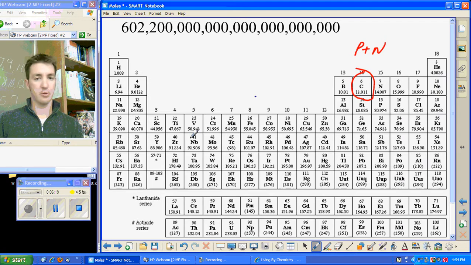So we can just look at this. What's the molar mass of molybdenum? 96. What's the molar mass of strontium? 87.62. So molar mass is just what those things would equal.